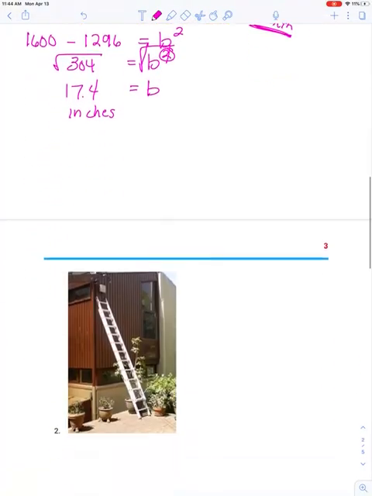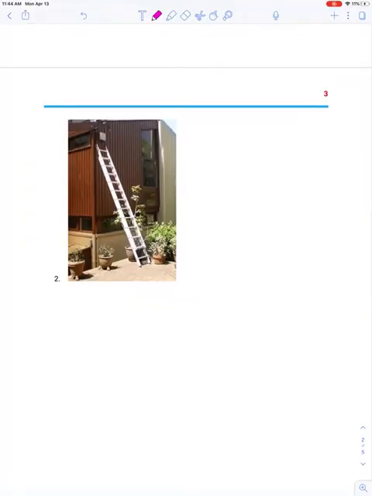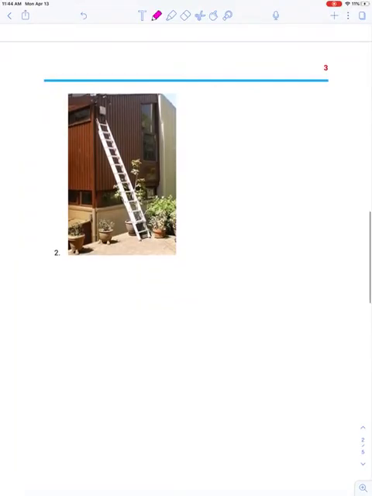Let's look at another example. This deals with a ladder leaning against a house. So what we need to look at first is, where is our triangle? So if you look right here, we have made a right triangle. Okay, opposite my right angle is going to be my C. The two sides that form my right angle are going to be my A and my B.